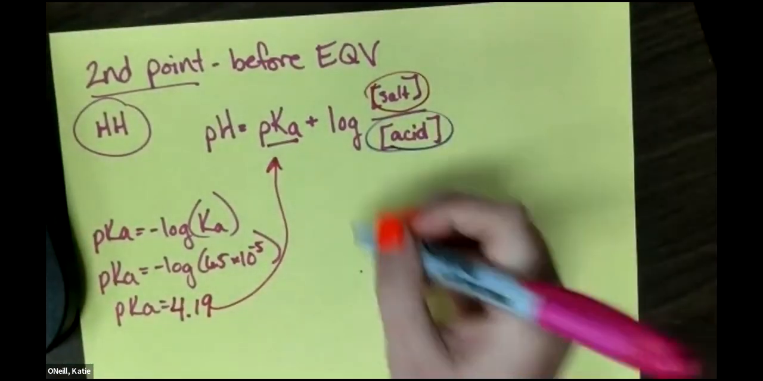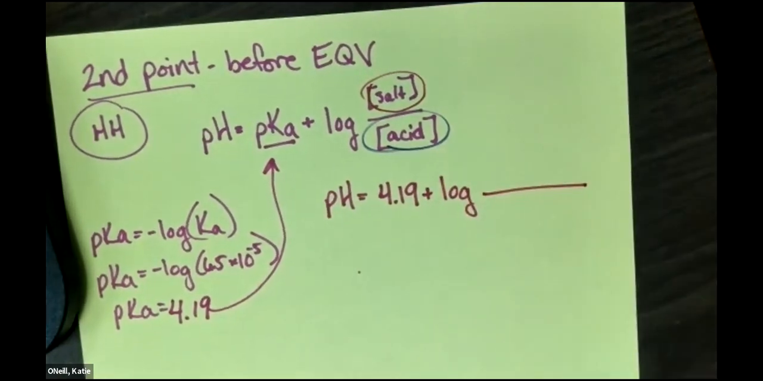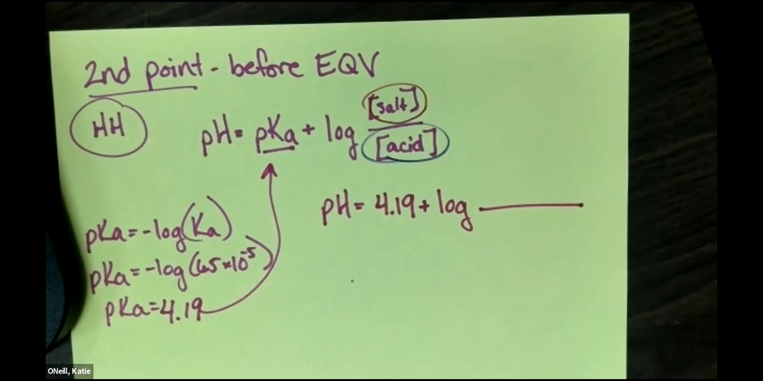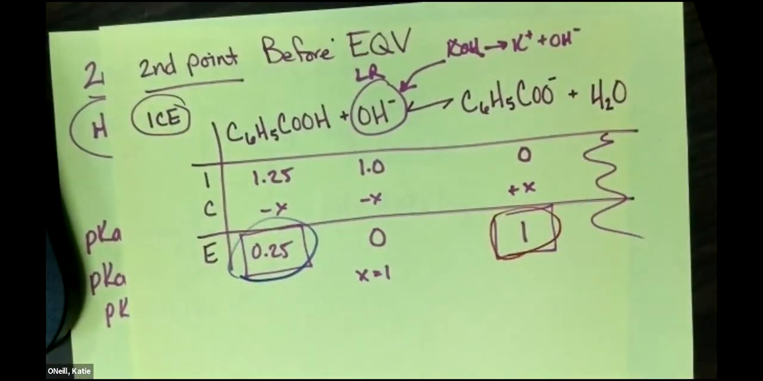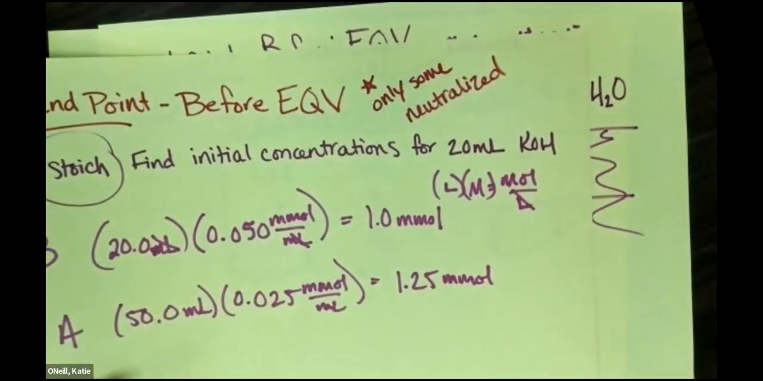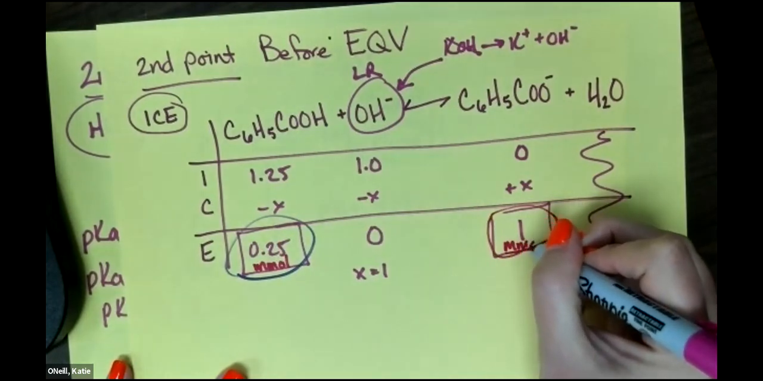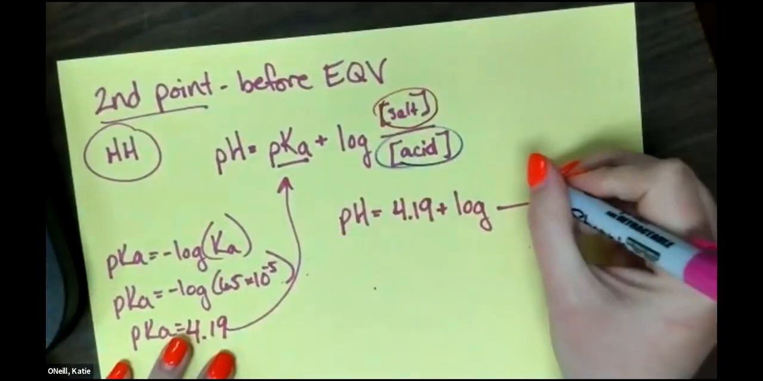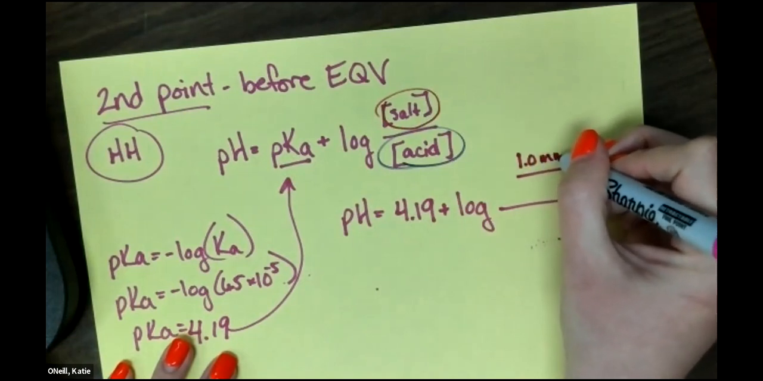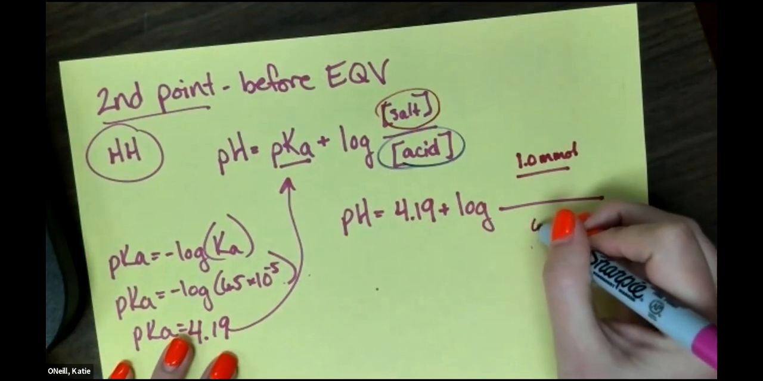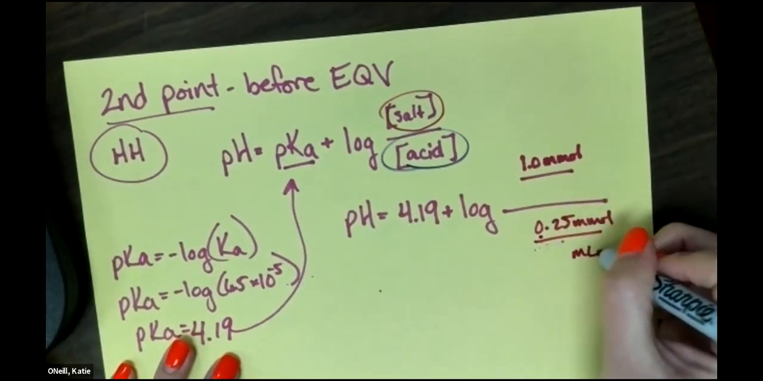And then I've got the concentrations from the icebox. So 4.19 plus the log. And now I want to plug in the concentrations. So one small problem, when we calculated these initial concentrations, we actually did it in millimoles, right? So that means these final equilibrium concentrations are of millimoles. So concentration will be these millimoles. The salt was 1, so let's go with 1.0 millimoles. And the acid was 0.25 millimoles. So that's supposed to be per milliliter.